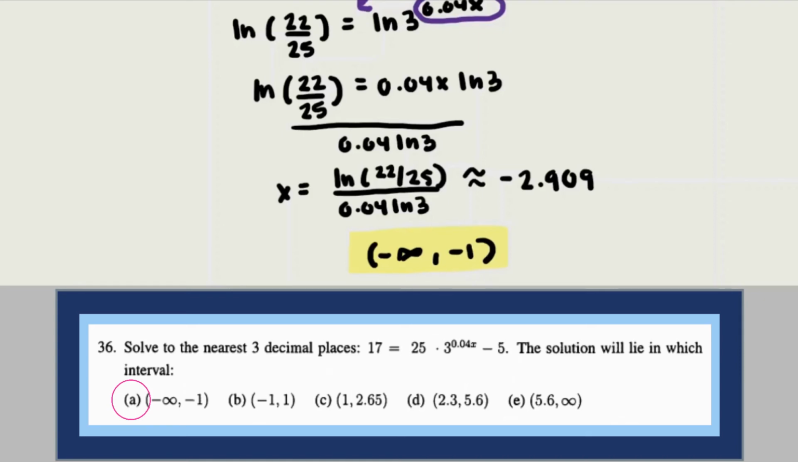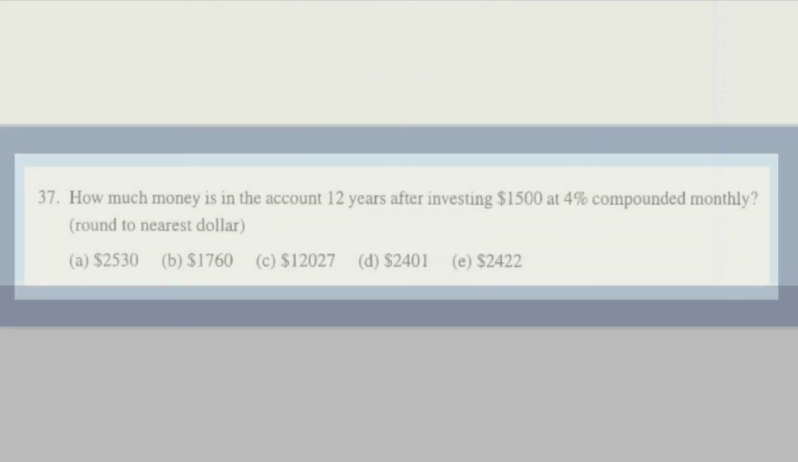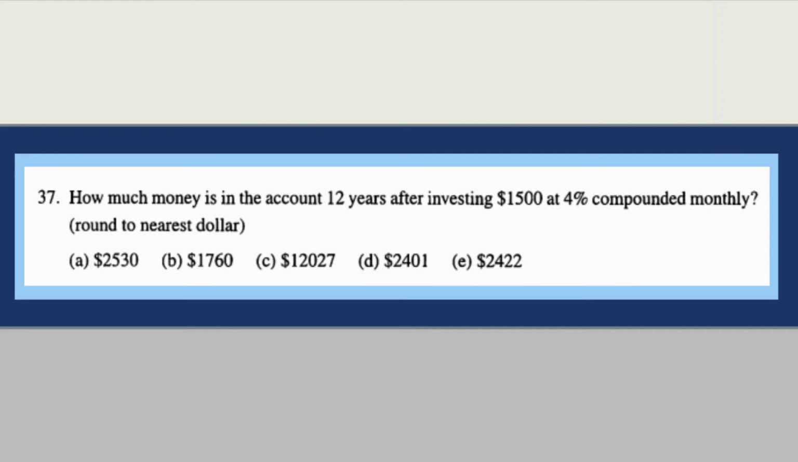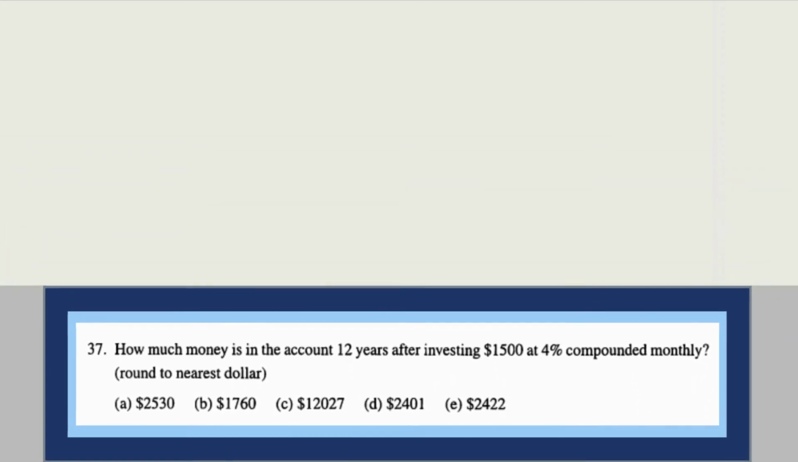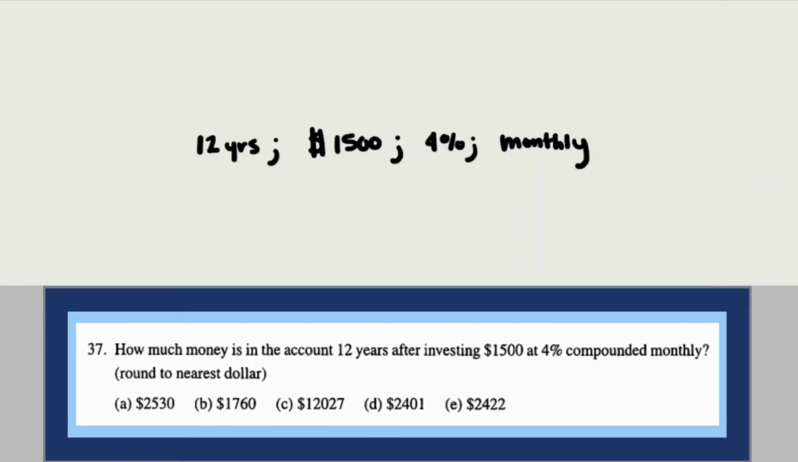Okay, so now we're going to move on to number 37. Alright guys, so for number 37, it says how much money is in the account 12 years after investing $1,500 at 4% compounded monthly. Round to the nearest dollar. So I'm going to write down all the information that we need real quick. Alright guys, so I wrote down everything that just stood out to me.